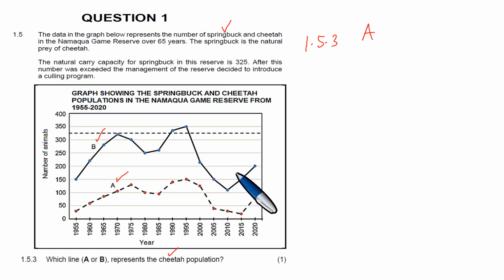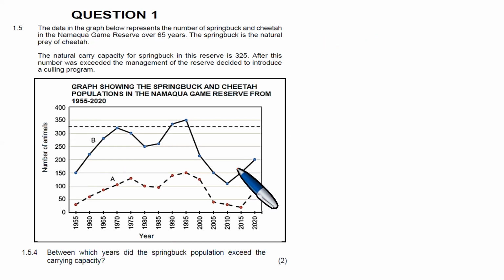Next question, 1.5.4. We've read the story. Between which years did the springbok population exceed the carrying capacity? Remember that the natural carrying capacity for springbok in this reserve is 325.